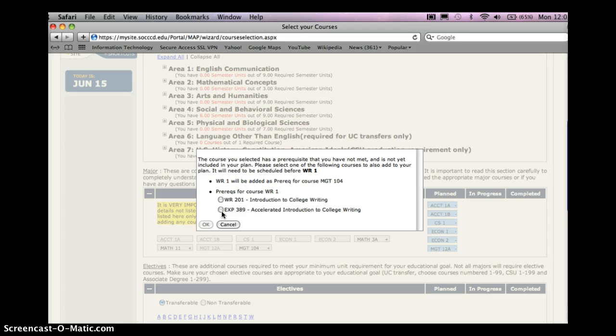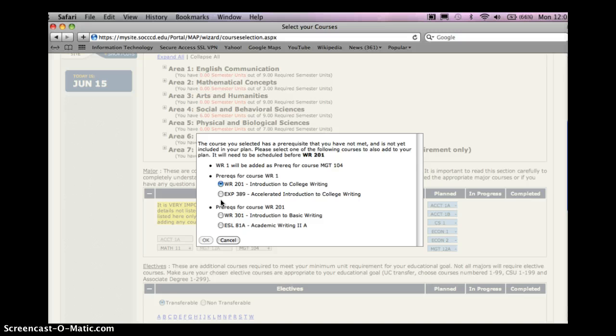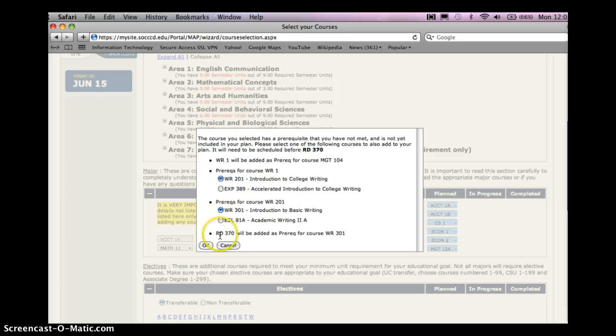If you recall, in the first week's PowerPoints, there was a flowchart of the required math and English prerequisite classes. I'm going to go ahead and select Writing 201 as a required prerequisite. Now it also lists what courses are needed to take Writing 201. I'm going to go ahead and select Writing 301 and then RD 370. It's starting me in math and with English at the bottom because I don't have a placement exam on record. This might be similar to your situation or not, depending on your placement exam scores.